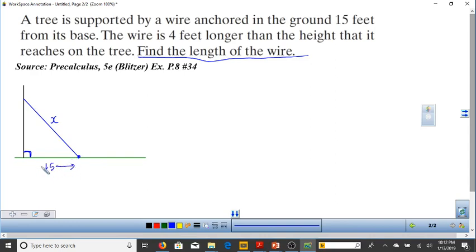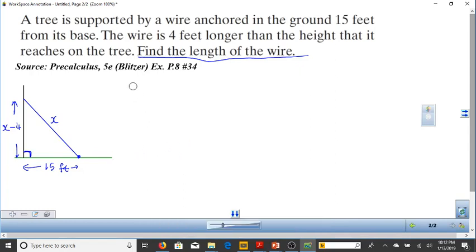And they say the wire is 4 feet longer than the height that it reaches on the tree. So that means if the wire is 4 feet longer, then the height it reaches on the tree is 4 feet shorter than the wire. So the wire is x, so the height on the tree is x minus 4 feet. And as you can see, it's a right triangle. Generally, whenever you see a right triangle, think Pythagorean theorem. You may not always use it, but it's always good to think about it.